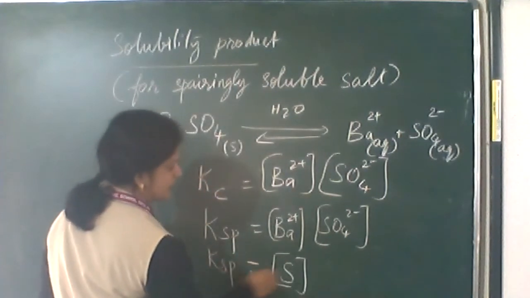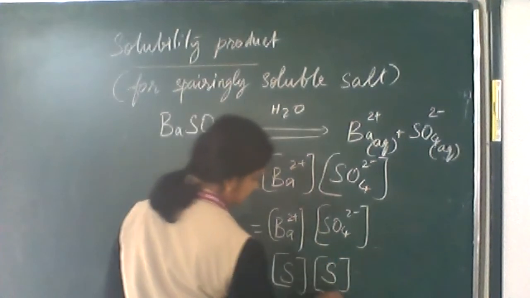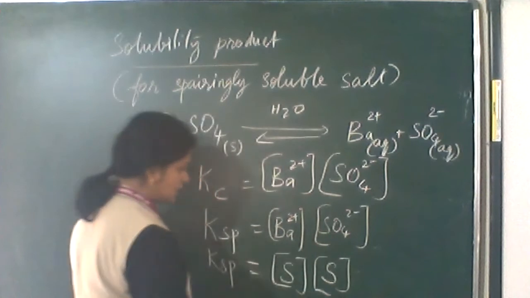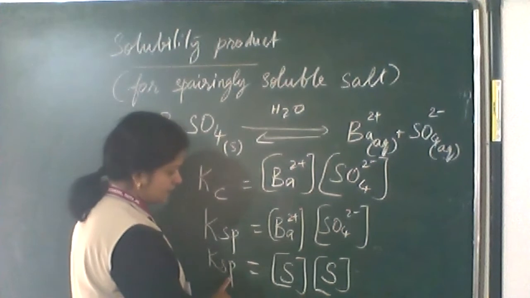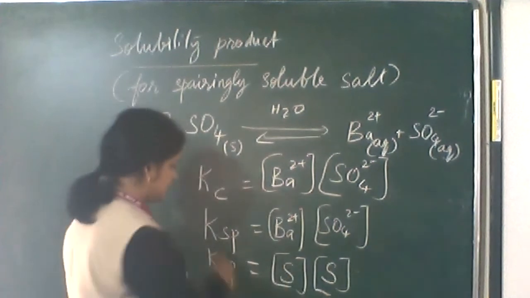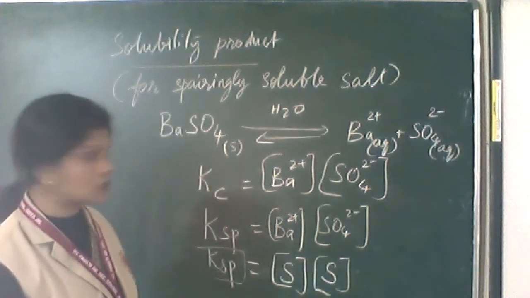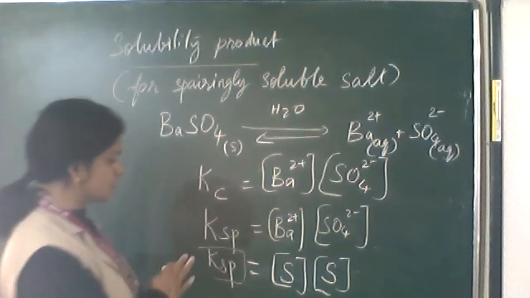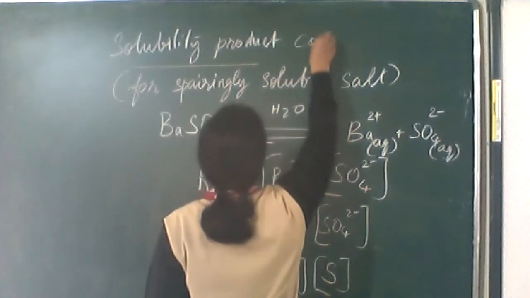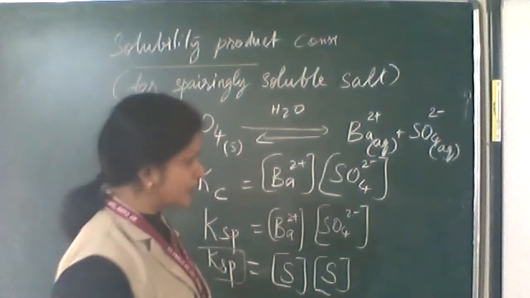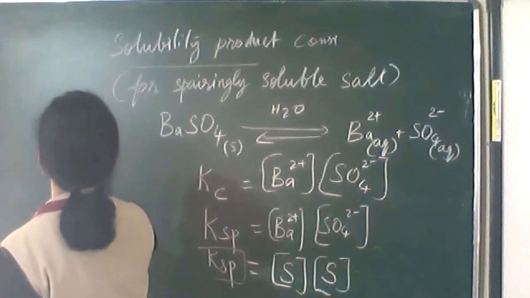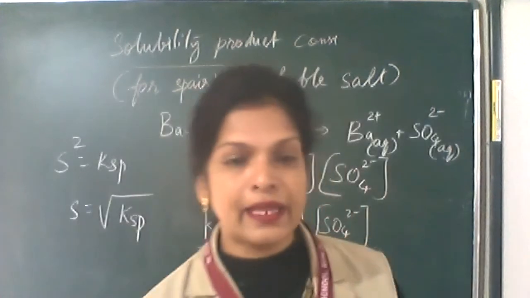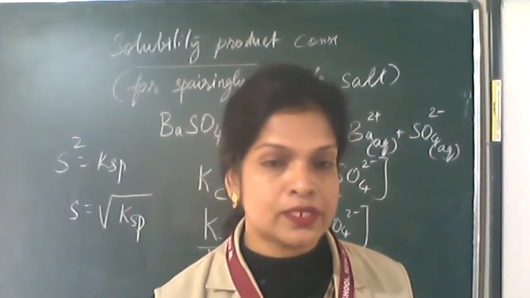So Ksp is equal to S, and this again S. This is the solubility, like we wrote C alpha and C alpha. So Ksp is equal to S square. Ksp has a constant value for each and every sparingly soluble solid. BaSO4 has a constant value, like calcium carbonate has a constant value. That is the solubility product constant. So S square is equal to Ksp, or S is equal to the square root of Ksp. You can calculate solubility, and you can calculate Ksp. These two things can be calculated using this.